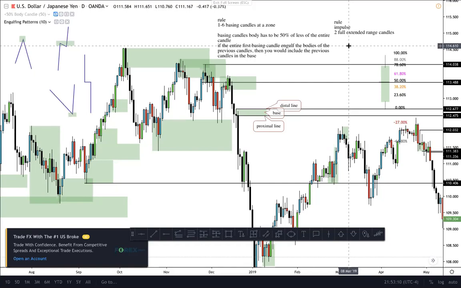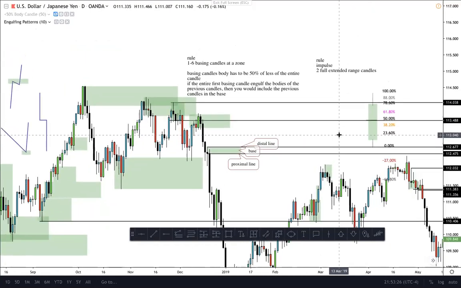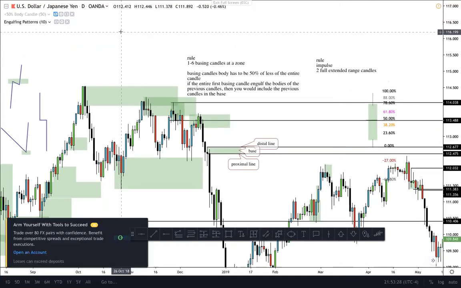And you need to know which time frame is in control, which supply or demand is in control, right? So let me just screenshot this.